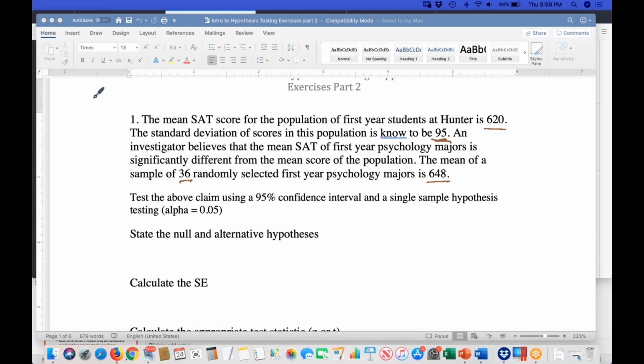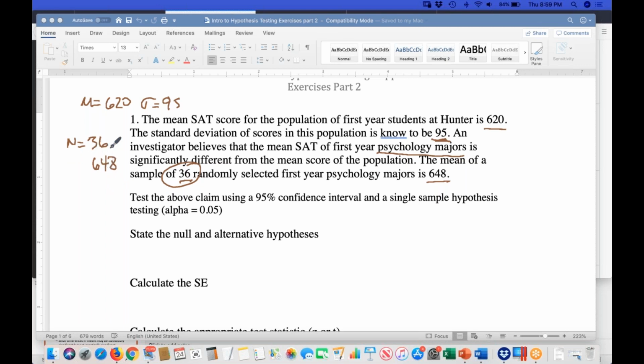We know that for the population of first year students at Hunter, mu is equal to 620, and the standard deviation is equal to 95. We know both of those because we have the scores for all of the students. Now, the problem here is that we're going to compare them to psychology majors, but we don't have that data separately. So we got that data by sampling 36 students, and we found that the mean for those students is 648.